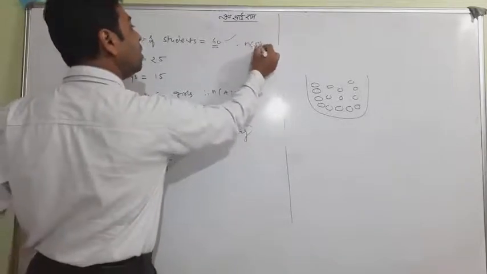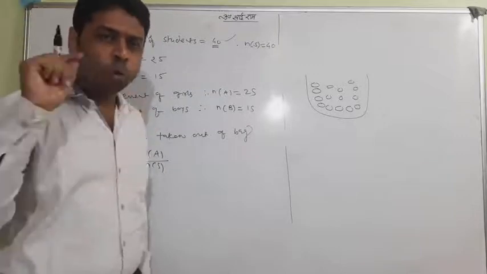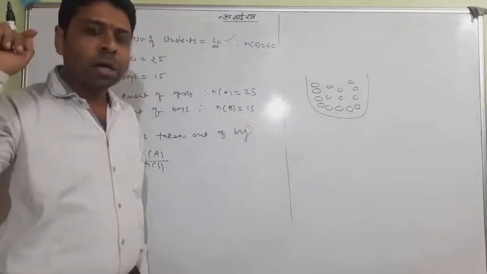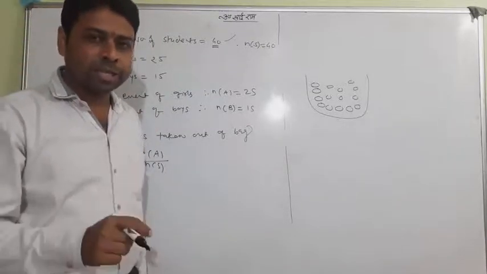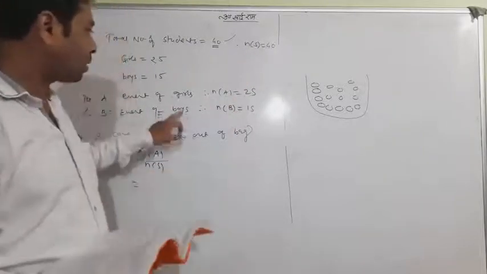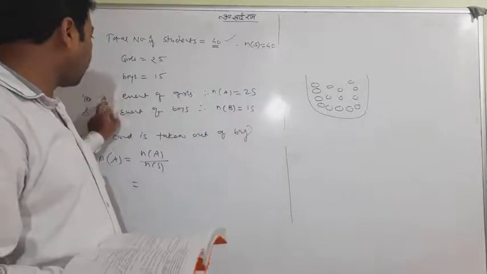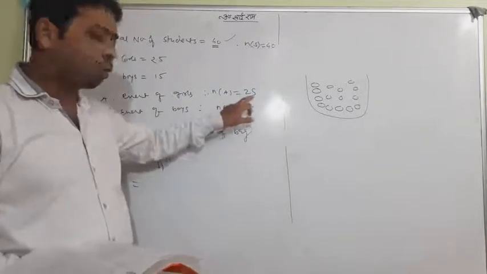And what is n of S? I taught you that all the time you can't make S properly. You would only like to write the number of elements in S. Number of whole students is 40. Number of boys, I taught you it is B. N of B is equal to 15. Number of girls, I gave it A. So n of A is equal to 25.